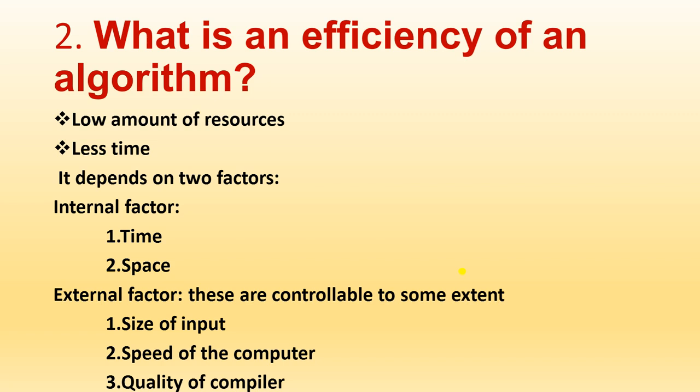Since the external factors are controllable to some extent, mainly the internal factors are studied and measured in order to determine an algorithm's efficiency, or we can say its complexity. So the complexity of an algorithm is determined by studying and measuring the internal factors affecting the algorithm. So these two factors are important, the internal one and the external one.